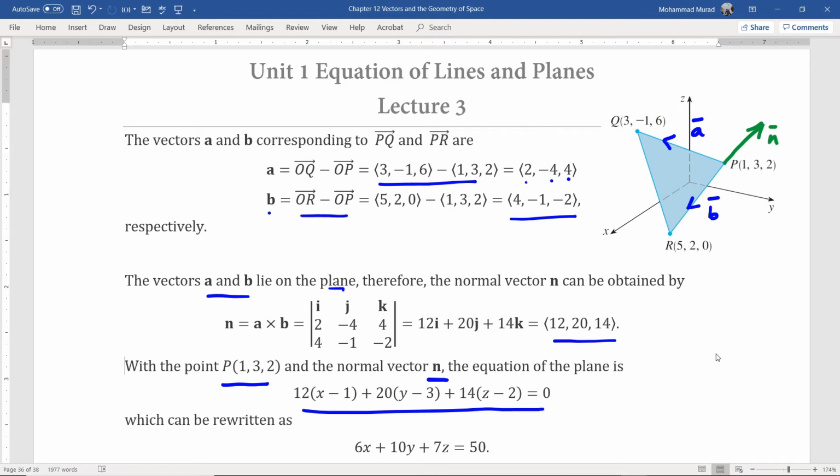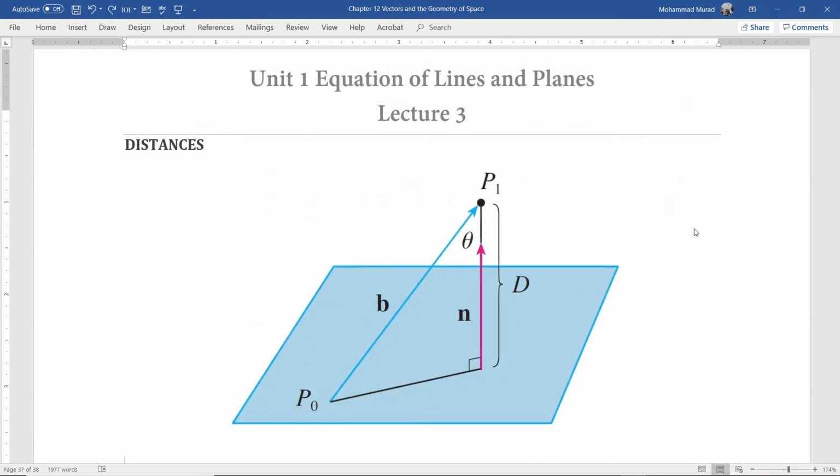Here 12, 20, 14 are the components of the normal vector, and the numbers 1, 3, and 2 are the coordinates of the point P the plane is passing through, which can also be written as 6x plus 10y plus 7z equals 50. Now we want to calculate the distance from a point P1 to the plane.